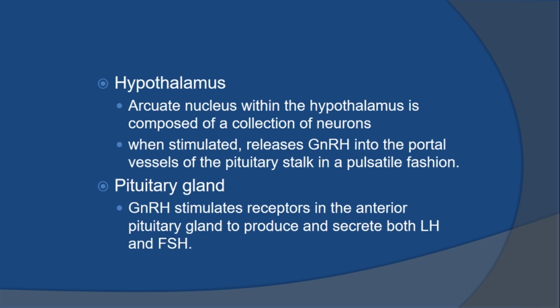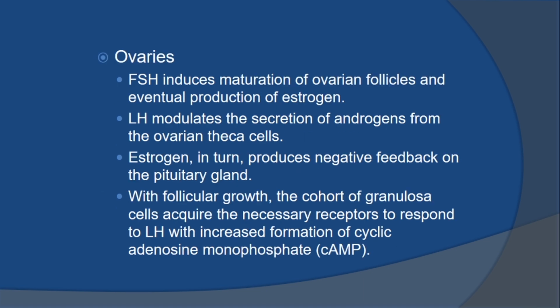The hypothalamus is located in the brain. The arcuate nucleus within the hypothalamus is composed of a collection of neurons, and when stimulated, it releases gonadotropin-releasing hormone into the portal vessels of the pituitary stalk in a pulsatile fashion, usually at about 90-minute intervals. The gonadotropin-releasing hormone stimulates the pituitary gland to produce luteinizing hormone and follicle-stimulating hormone.